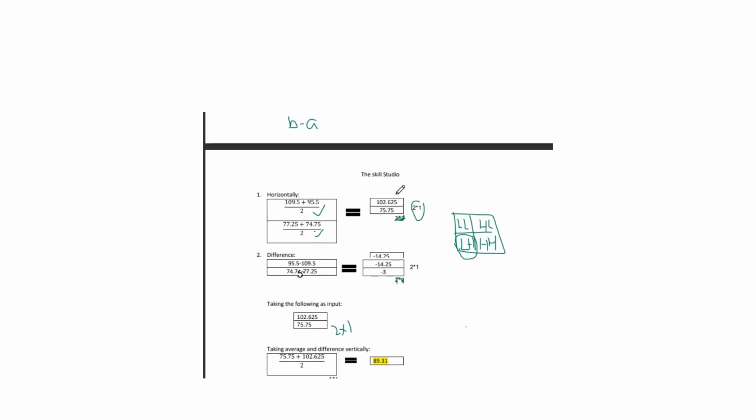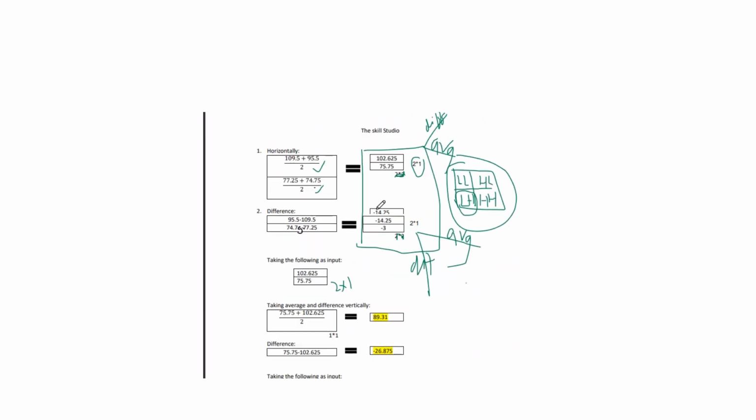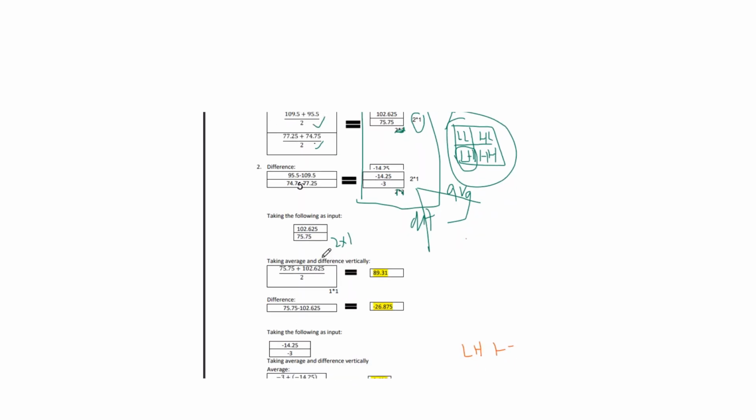Now in this case we are going to take these two values into account, right? For the average values, we are going to take the difference of it individually, and we are going to take the average of it also. And for the difference values, we are going to take the average of it and also the difference of it, right? Because we need to find out these 4 things right here. So taking the following as input first, 102.625 and 75.75.